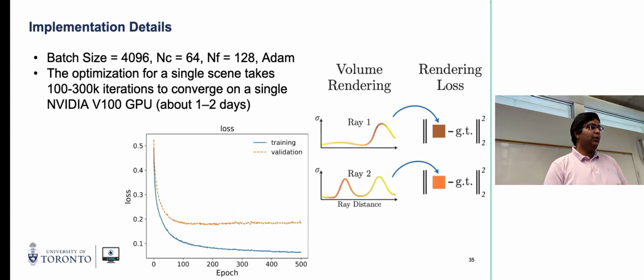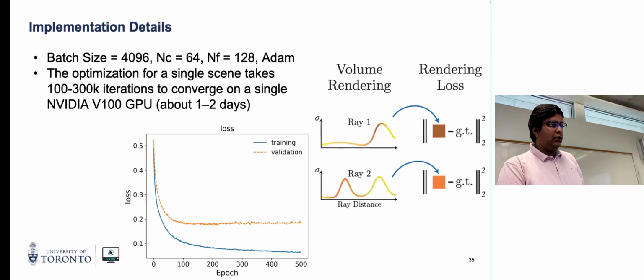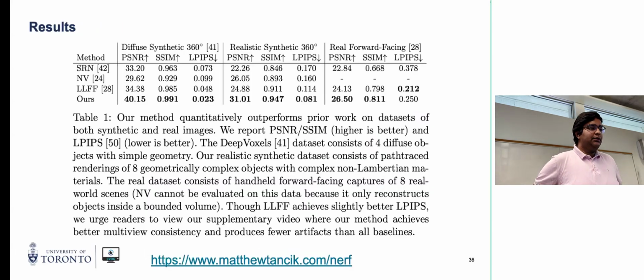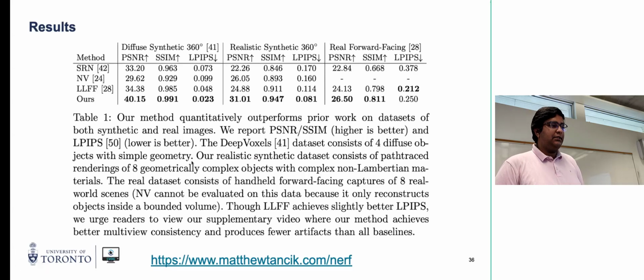Some more details. So they use a batch size of 4096. They use 64 points in the coarse network and 128 points in the fine network. They use the Adam optimizer, and the optimization for a particular scene takes about 200k iterations to converge on a single NVIDIA V100 GPU, and it takes about 1 to 2 days, which is a lot, especially for 2020. And yeah, the results are obviously much better than the SRN and LLFF models previously. You can see that.